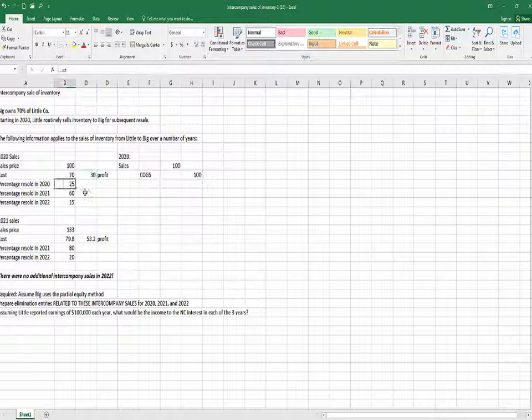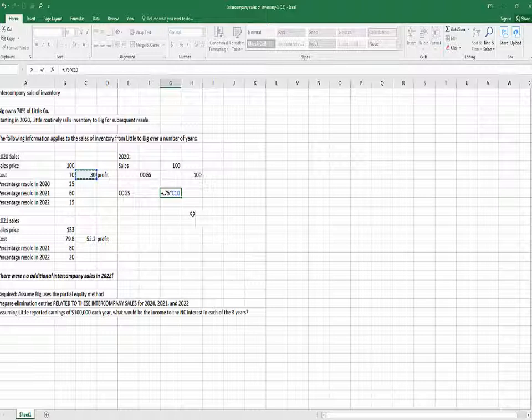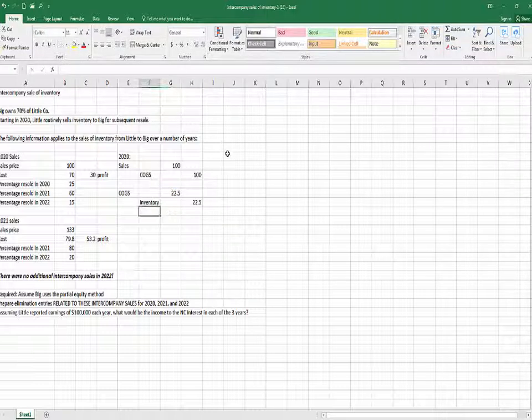Now we've only sold 25% of the merchandise to a third party. The other 75% is still unsold, which means 75% of that $30 needs to be deferred as unrealized. So we're going to go ahead and defer that by increasing cost of goods sold. And again, that's 75% of the profit. And we increase our inventory value.